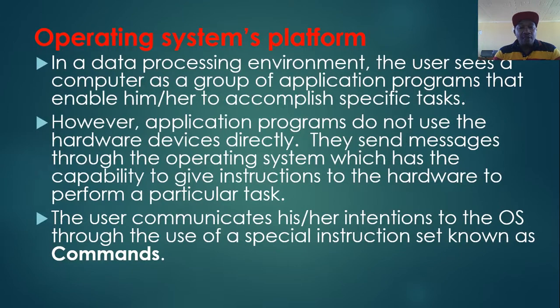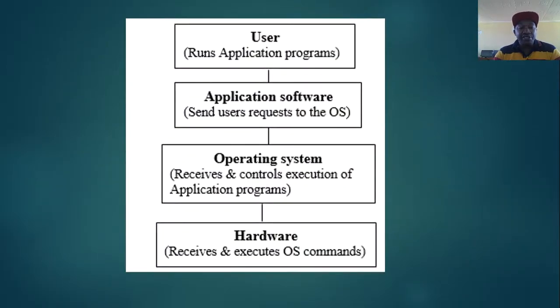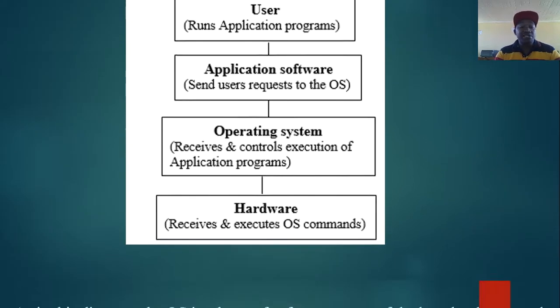Then, when you talk about an operating system platform, this is how the operating system interacts with the application software, the hardware, and the user. So this diagram here explains the interaction. The user runs the application. The application sends requests or signals to the operating system. The operating system receives the signals or the application requests, and then sends them to the hardware, for example the display. Now the screen will be in a position to show what has been manipulated or operated by the operating system.